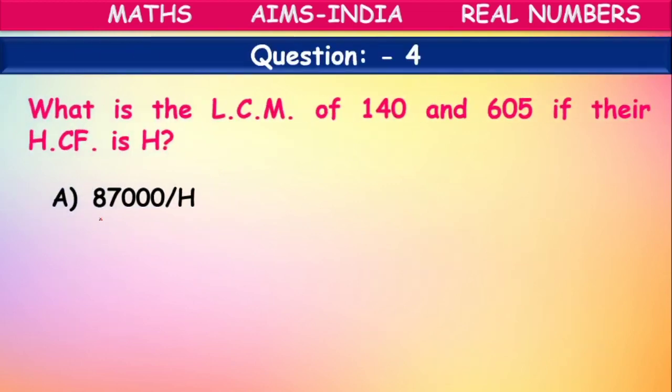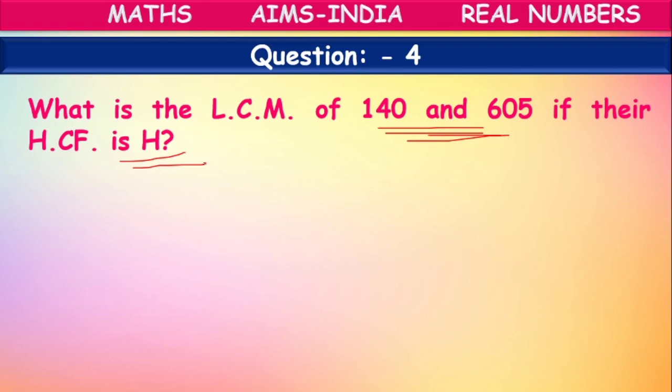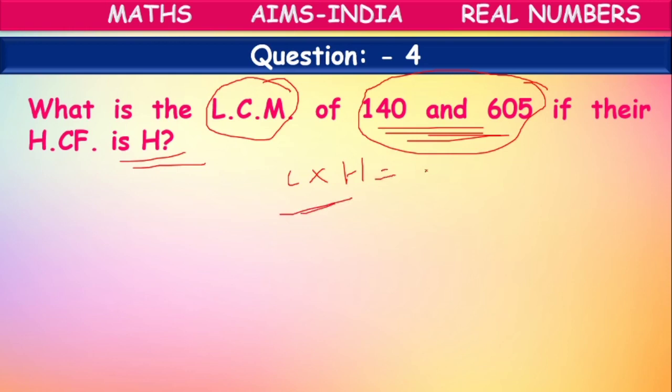Next. Question number 4, children. What is the LCM of 140 and 605 if their HCF is capital H? They have given the HCF as capital H. Then what is the LCM they are asking? We know the relationship between two numbers and their LCM and HCF. What is the relation? The product of LCM and HCF is equal to the product of first number and second number.